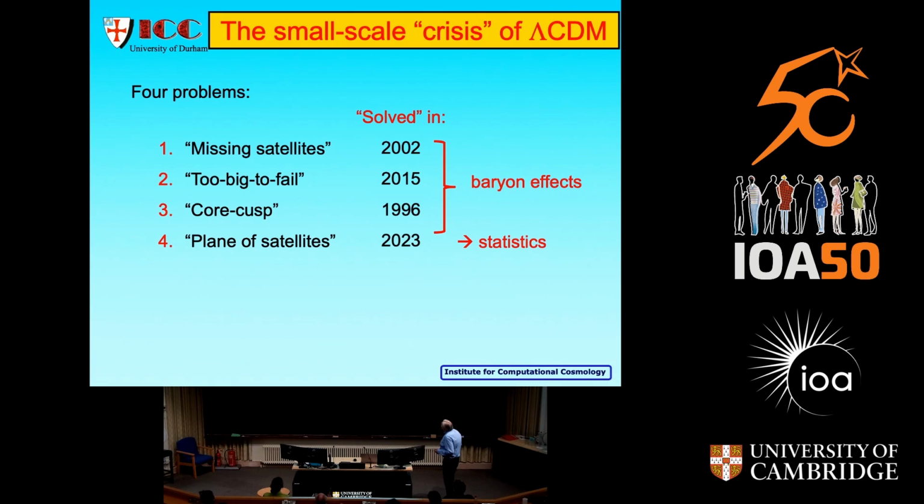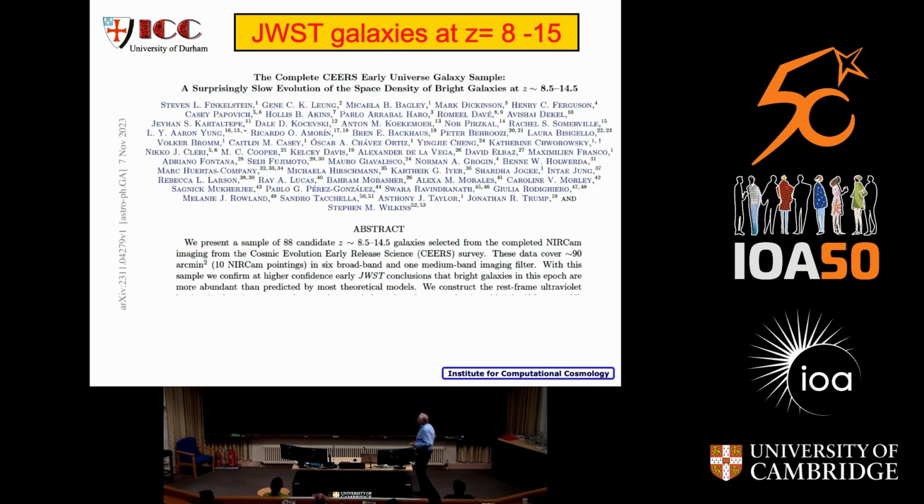Right. So let me now focus on this, which I think is very exciting. We had a very nice talk by Steven Finkelstein on these galaxies at redshift 8 to 15. Now, there are several papers on this, and they all have this sentence, which I find very intriguing: we confirm the conclusions that bright galaxies at this epoch are more abundant than predicted by most theoretical models. So, well, what do you mean by most? Maybe there's one that's right. And actually, I know the answer. And I'm shocked that the referees let this through.